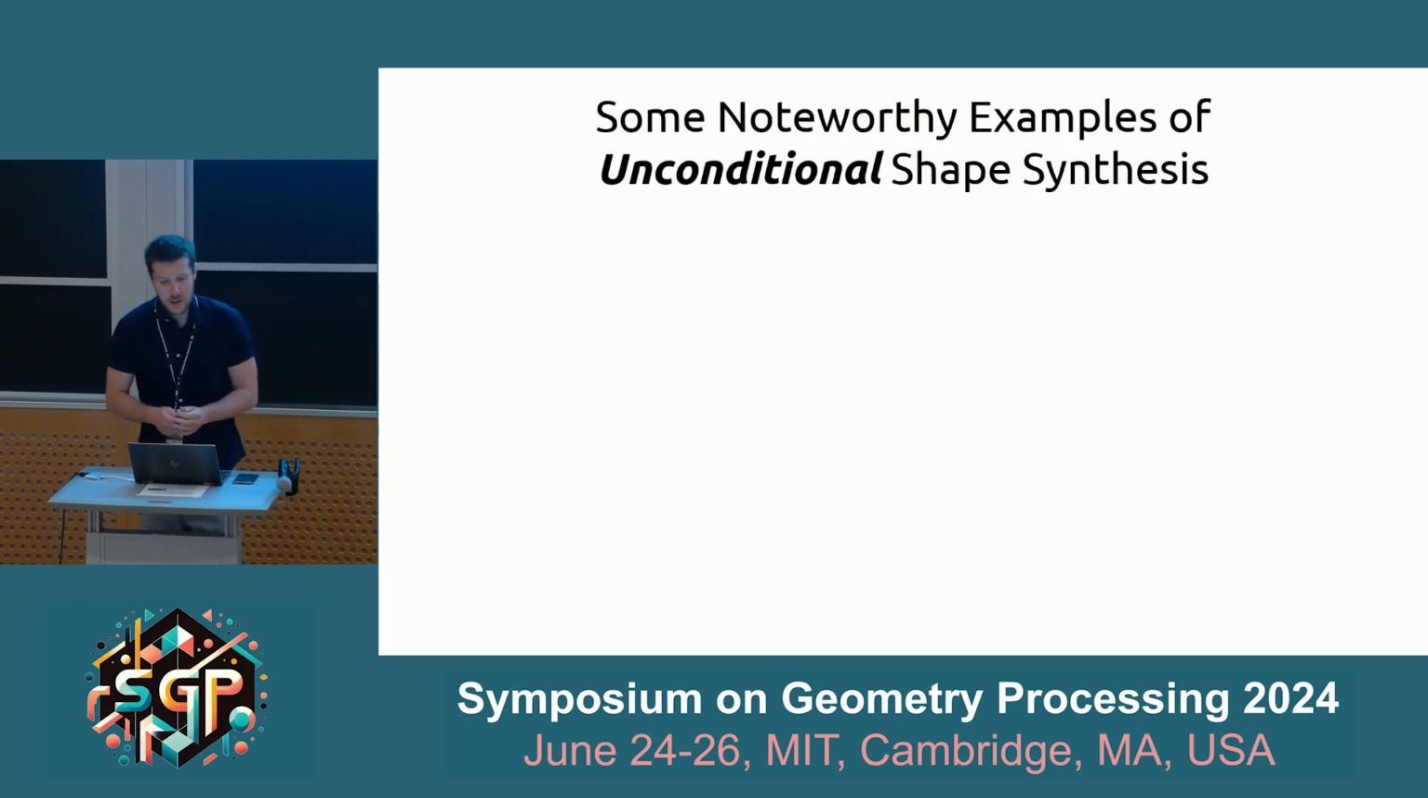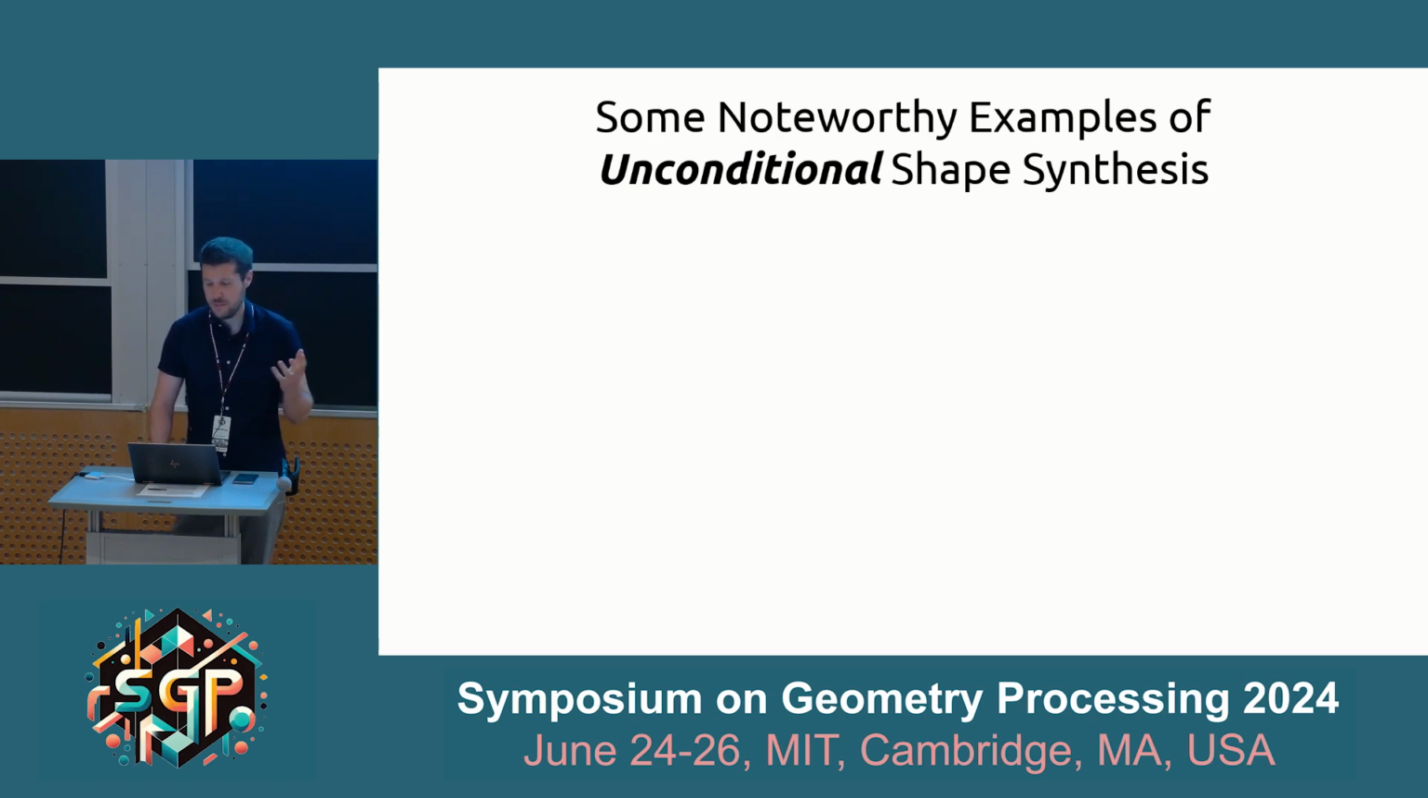All right. So some noteworthy examples of unconditional shape synthesis. This is not authoritative. This is just me picking out a few things that I think are interesting, sort of milestones along the way that are worth looking into more, perhaps, if you're interested in this.